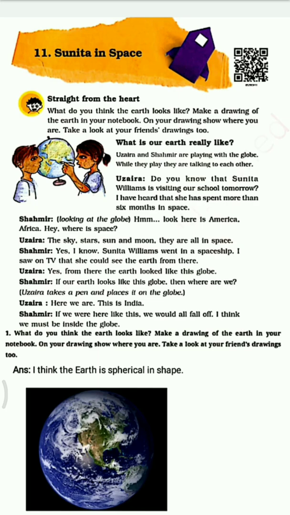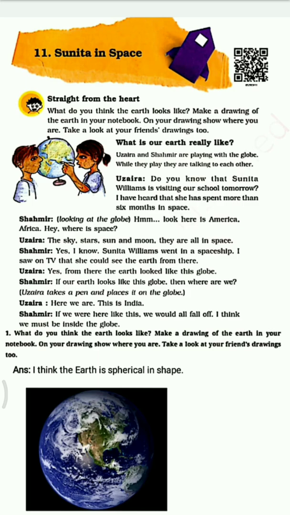Uzaira: The sky, stars, sun, and moon, they are all in space. Shahmir: Yes, I know. Sunita Williams went in a spaceship. I saw on TV that she could see the earth from there. Now, what is a spaceship? A spaceship is a vehicle through which an astronaut goes to space. So, Sunita Williams can see the Earth from space.